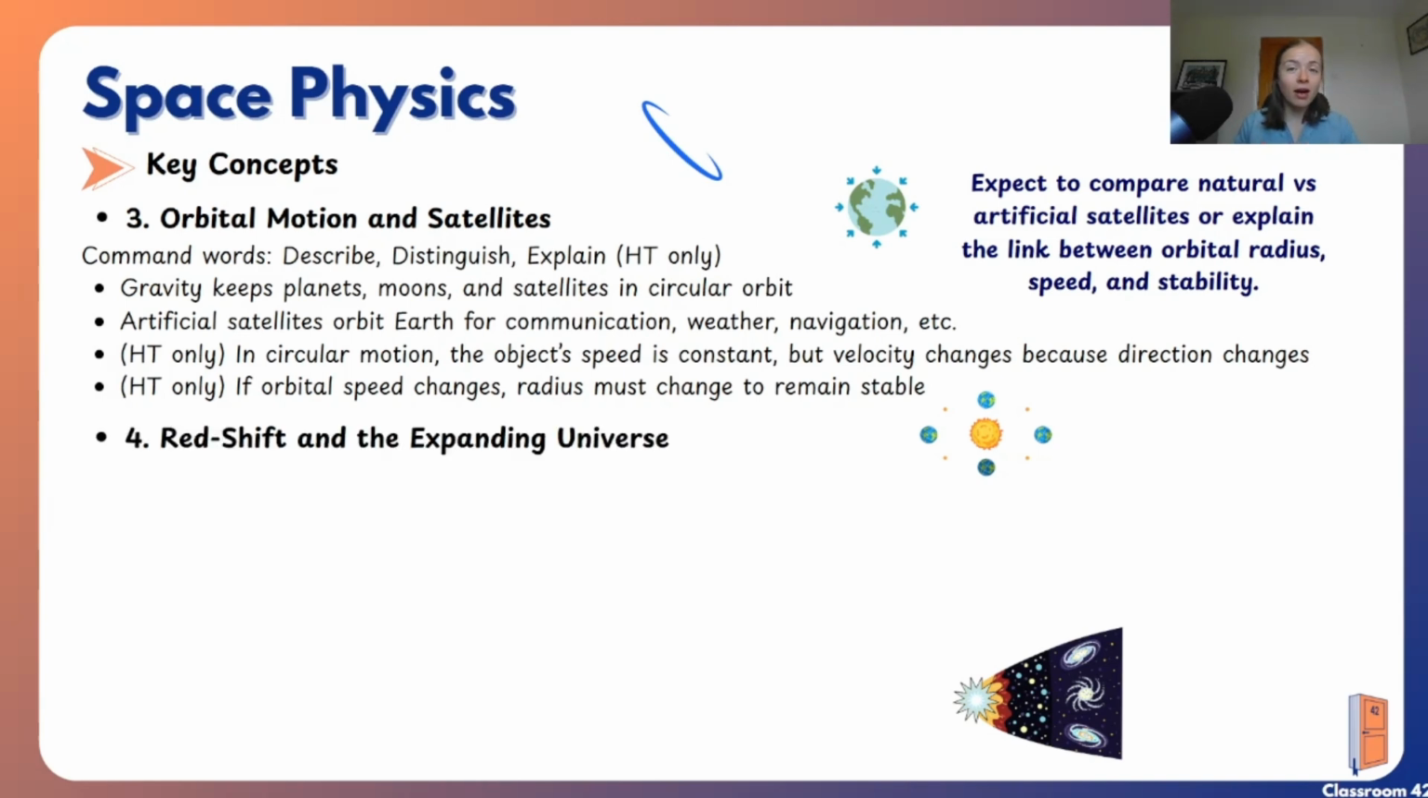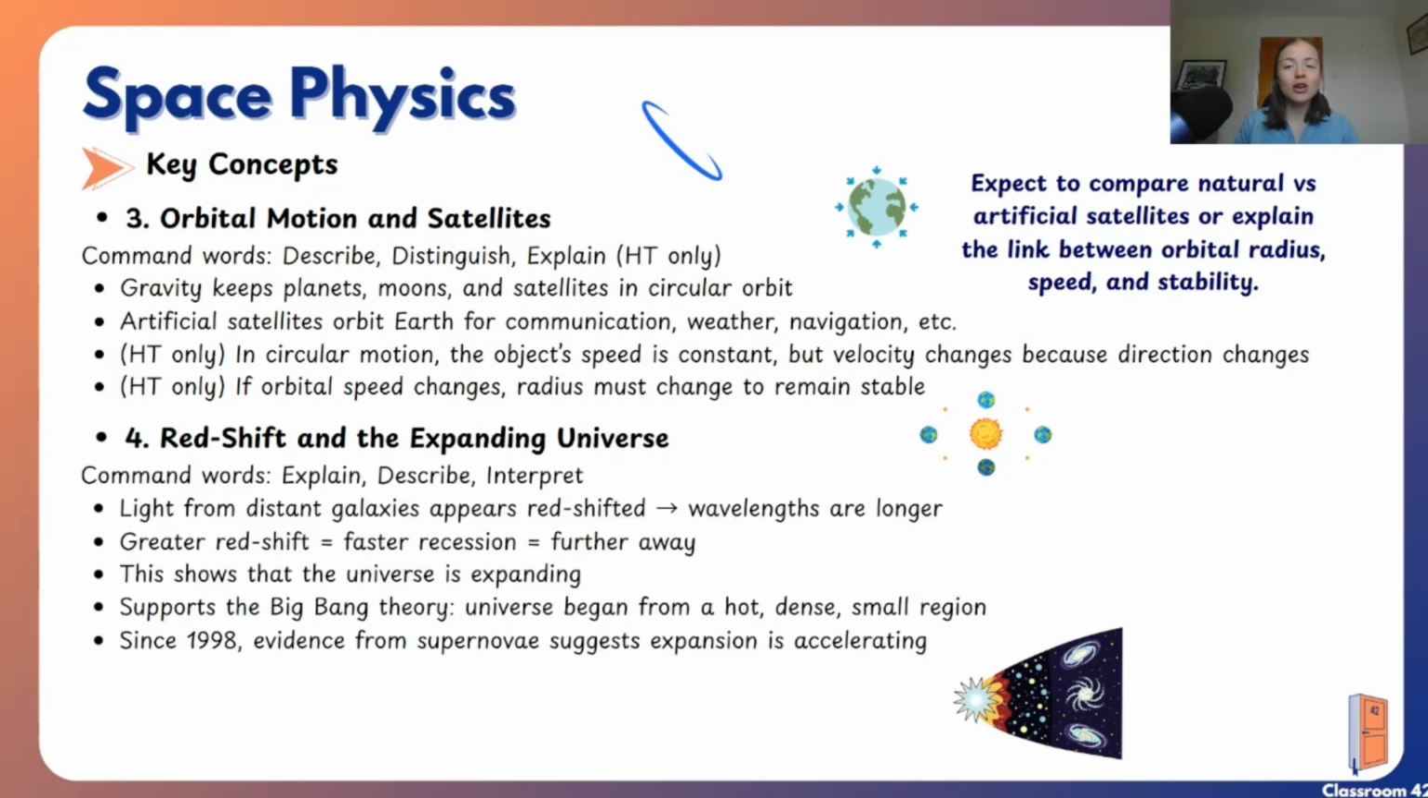And finally, the final part of this unit and the whole of GCSE physics is redshift and the expanding universe. So you want to be able to discuss, explain and interpret how light from distant galaxies appears redshifted, which means their wavelengths are longer than they actually are. And the greater the redshift, the faster the recession, which means that these galaxies are further away from us. And this gives us support that the universe is expanding and supports the idea of the Big Bang Theory, which is that the universe began from a hot, dense, small region and has been expanding ever since.